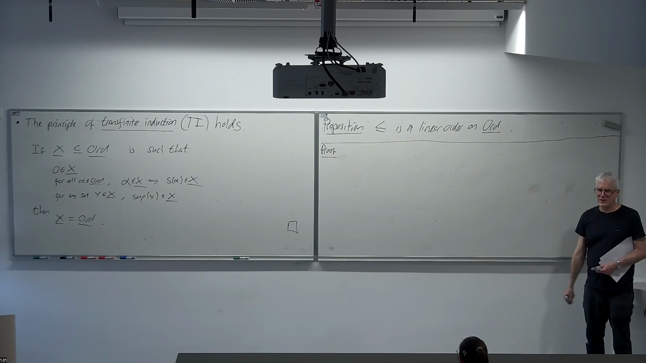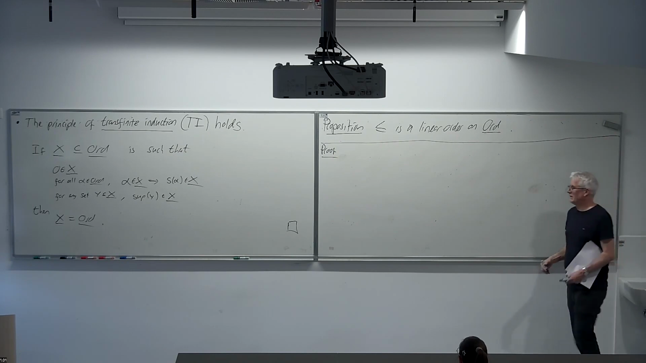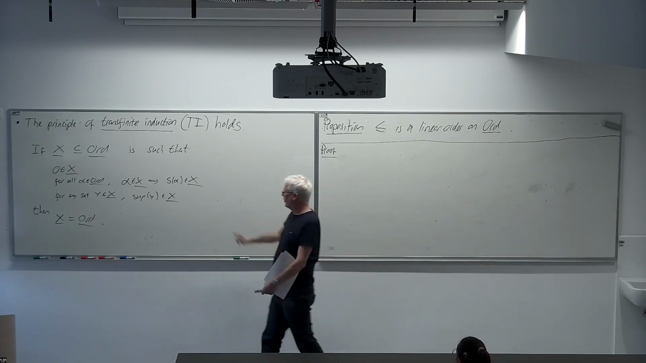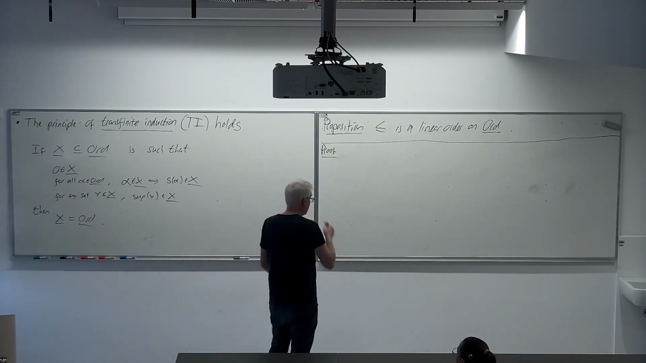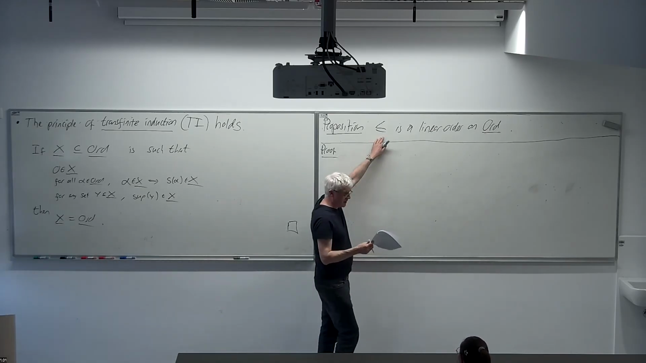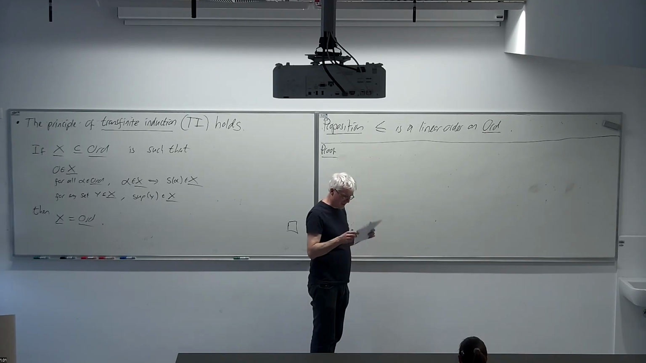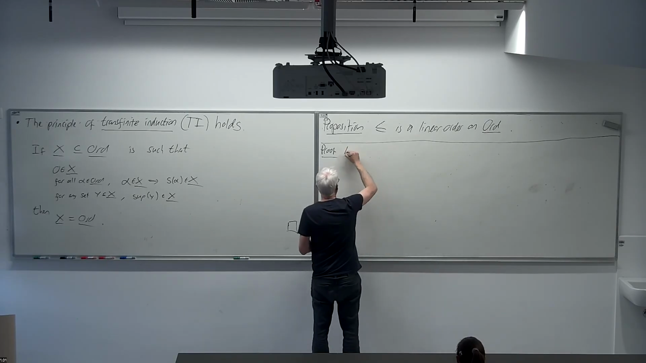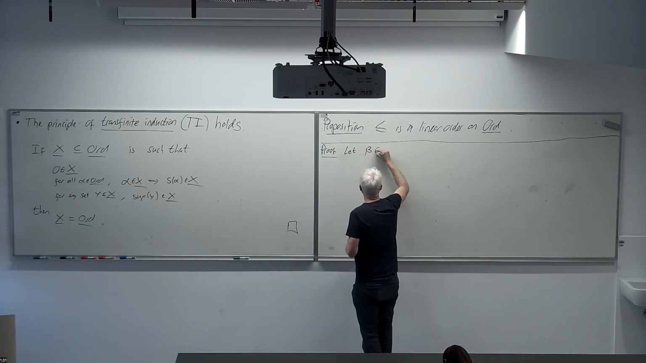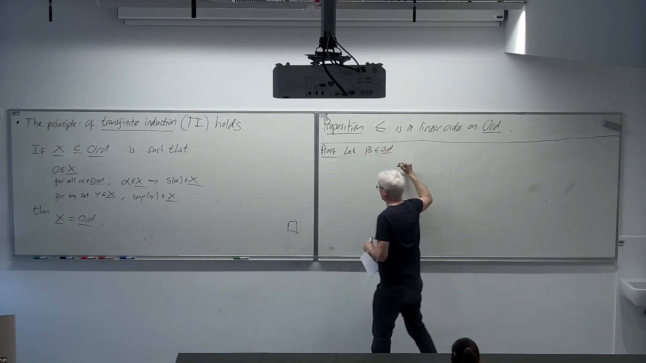With transfinite induction. This is our one tool at the moment for proving properties about ordinals. We're going to prove this by transfinite induction. Of course, this is a binary relation, so we'll have to choose which side of the relation to do an induction on. We'll do it from the left-hand side. So let beta be an arbitrary ordinal.